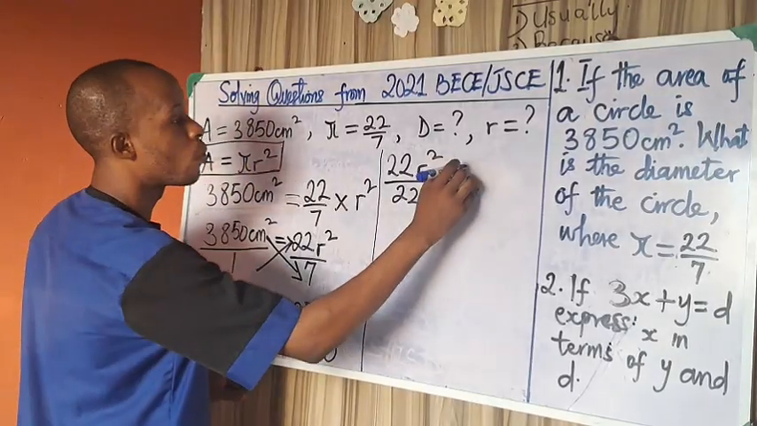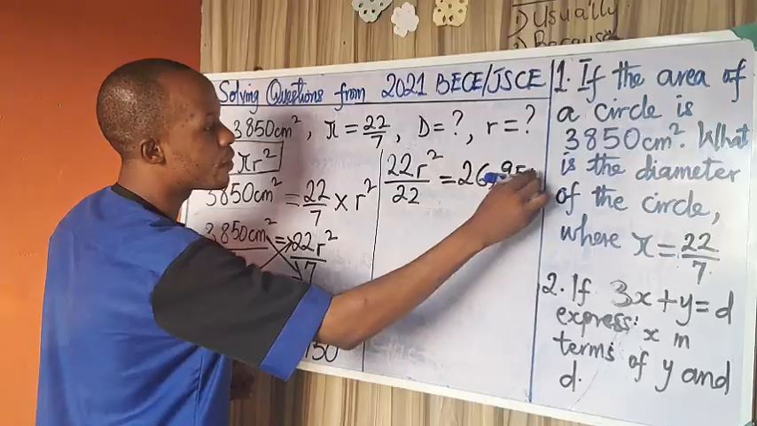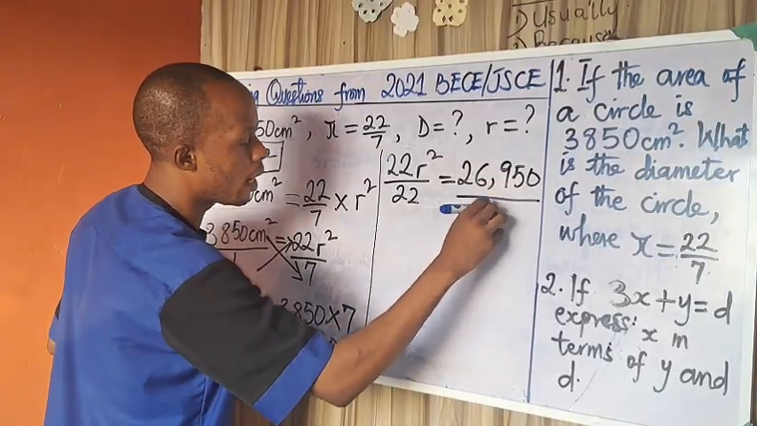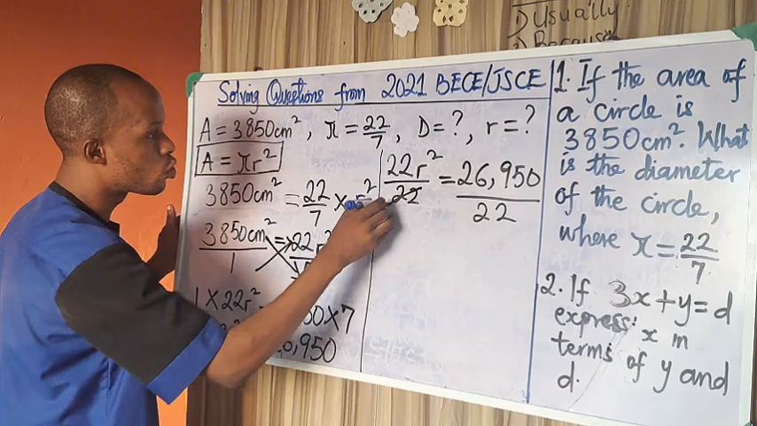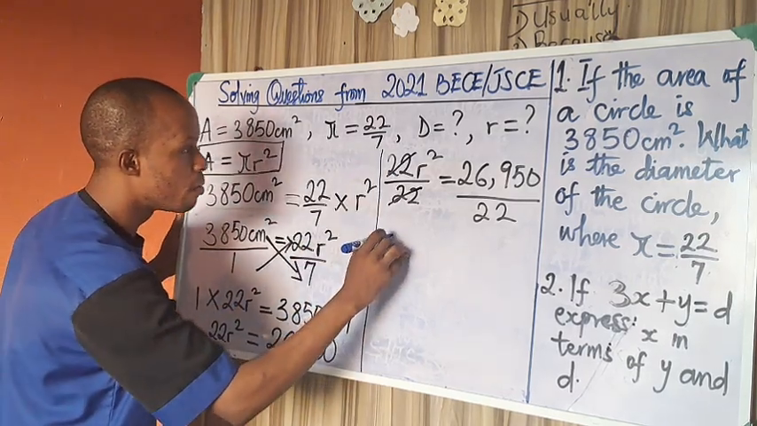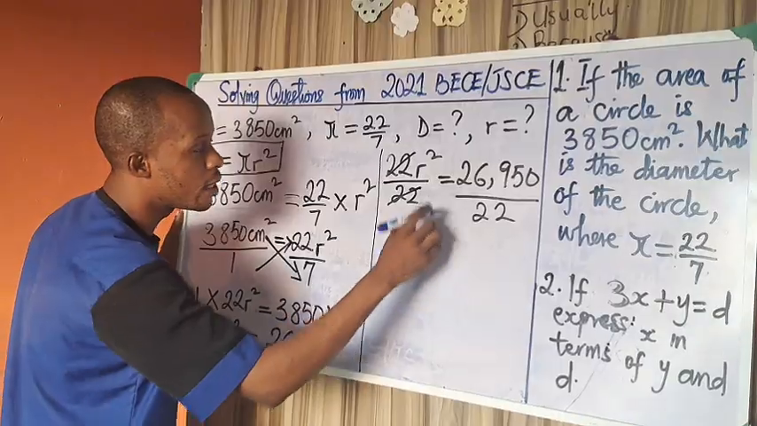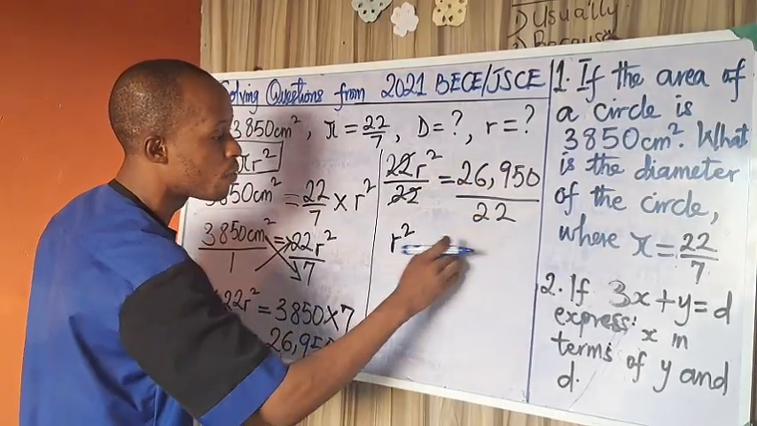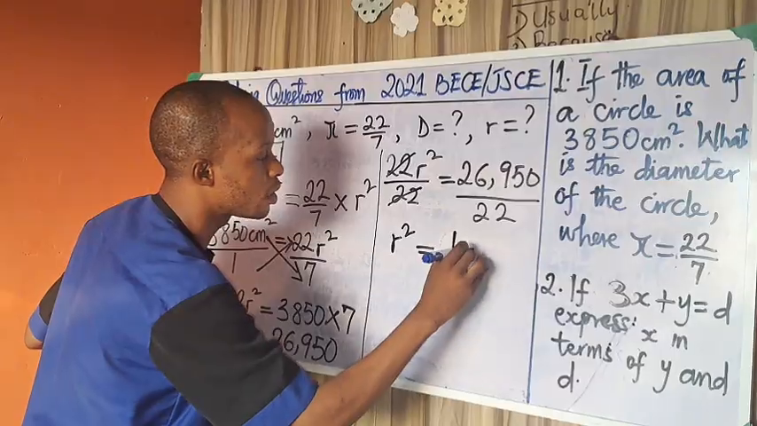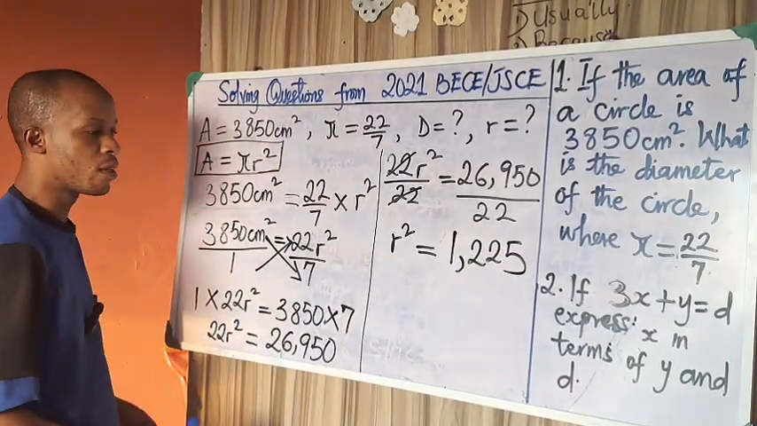Okay, so we have divided on this side of the equation, and on the other side of the equation, being the right side, we have 26,950, also divided by 22. So what do we have next? 22 takes away 22, remaining r squared, radius squared, on this side of the equation, and then we are going to divide 26,950 by 22, and that gives us 1,225.